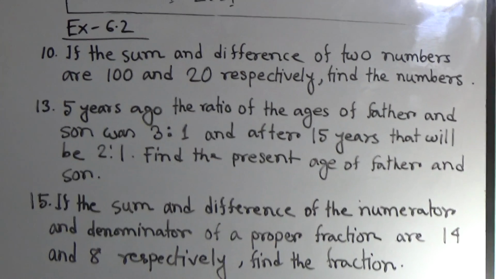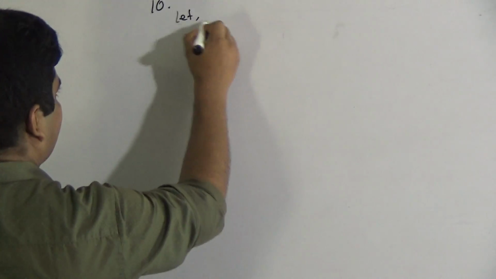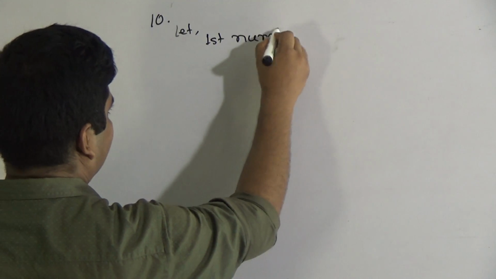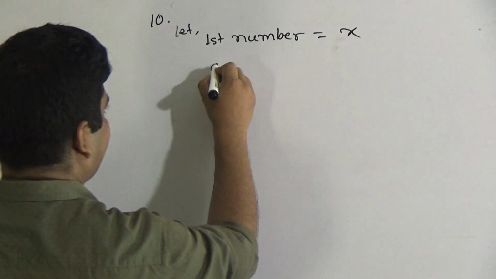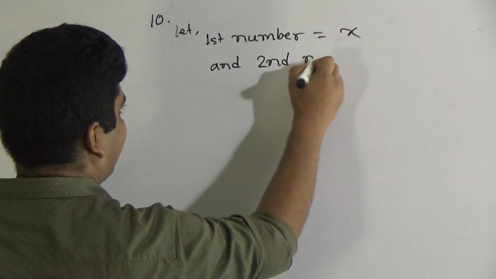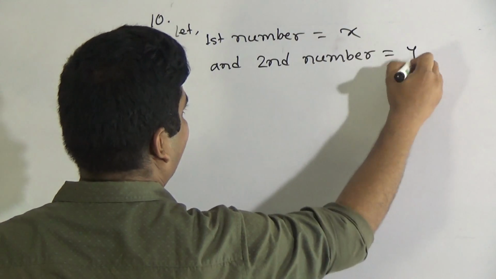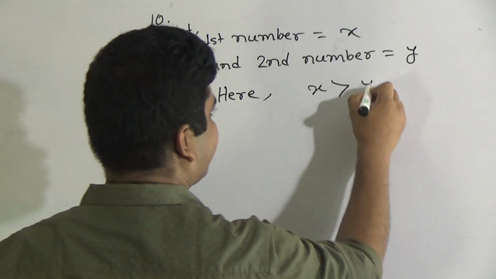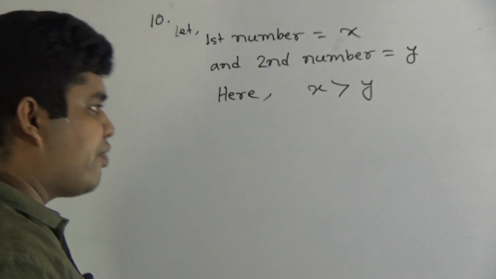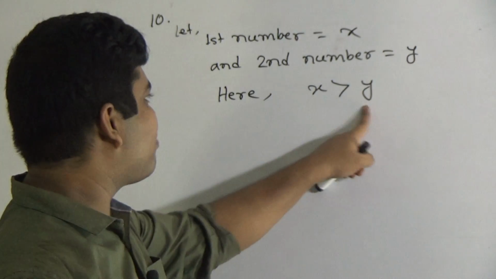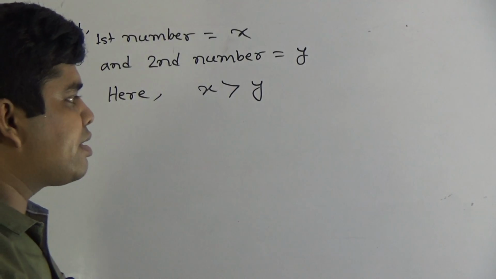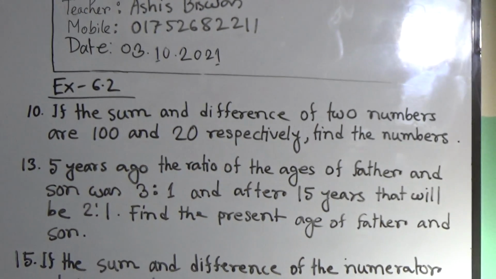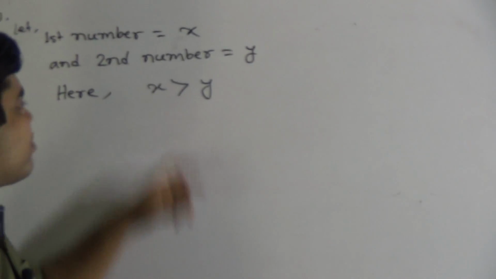Okay, so first of all we let the two numbers are x and y. So let first number equal to x and second number equal to y. Here consider this x greater than y, because when you need to do difference, we must subtract the smallest number from the largest number, because the difference is in positive sign, so we must subtract the smallest one from the largest one.